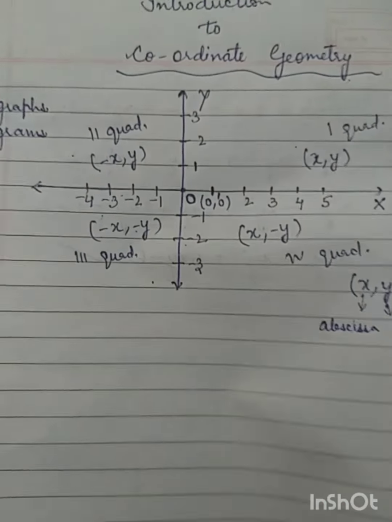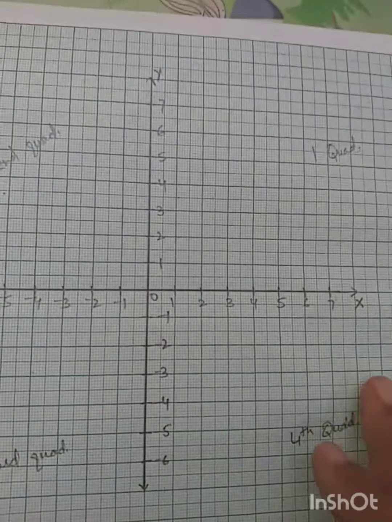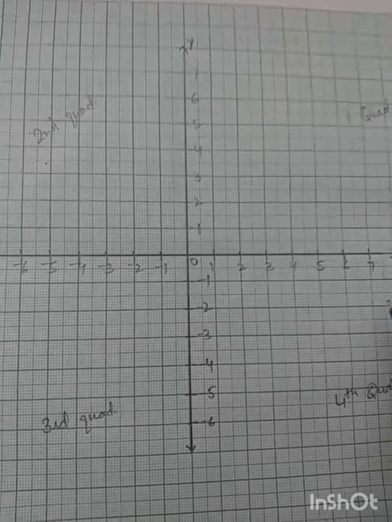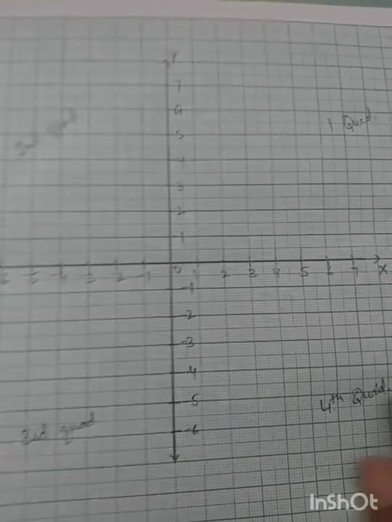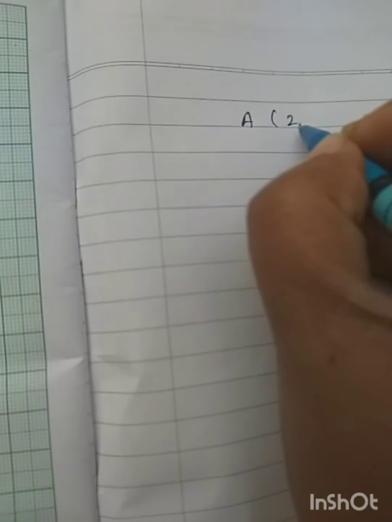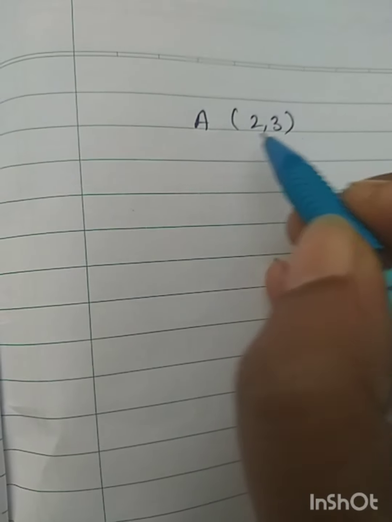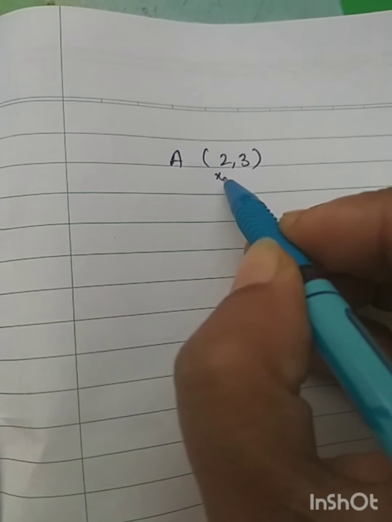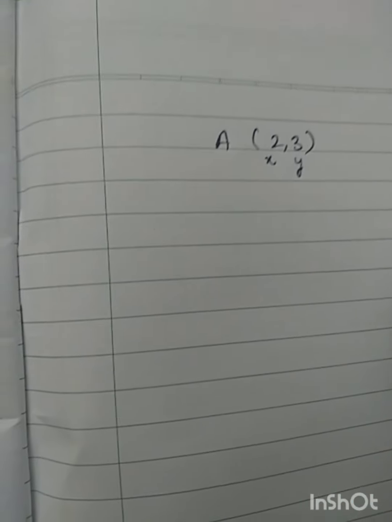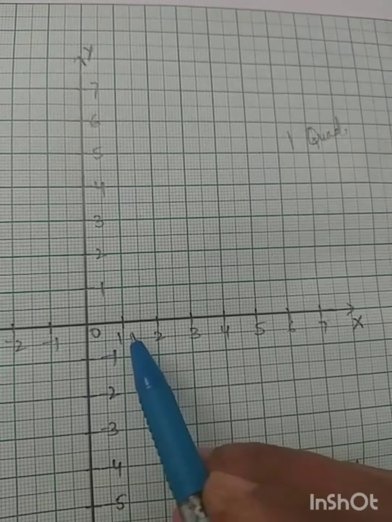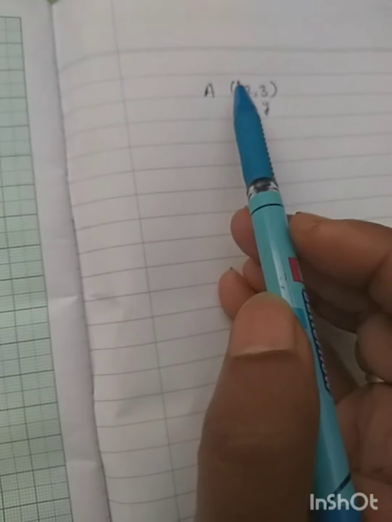So now let us learn how to locate the points on the graph paper. Here we have a coordinate plane with x-axis and y-axis. Suppose we want to locate the point (2, 3) on this coordinate plane. In the point (2, 3), the first number is for x and the second number is for y. So the value of x is 2 and the value of y is 3. First of all, we will see the value of x. X is positive, 2 is positive.